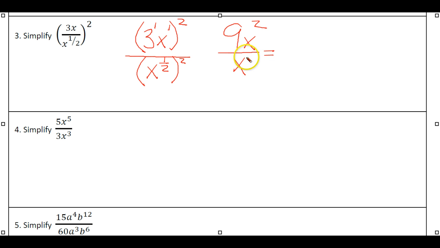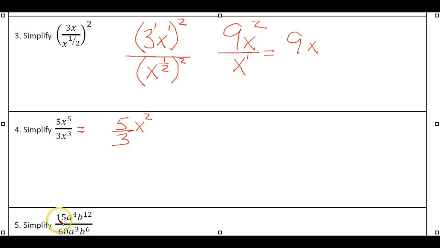So we now have a common base here with factors, the 9. So take the 1 up, subtract it from the 2, 9x. Now here, this is pretty simple. We have the 5 over 3. We're going to subtract the 3 from the 5 and get x to the 2nd.